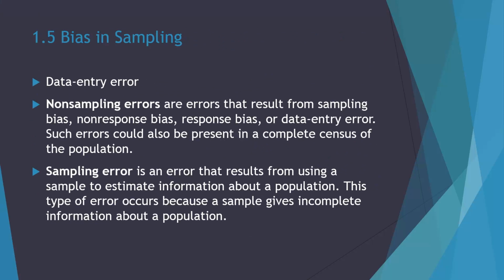Sampling error is an error that results from using a sample to estimate information about a population. This type of error occurs because a sample gives incomplete information about a population.